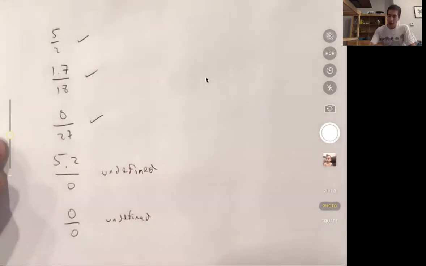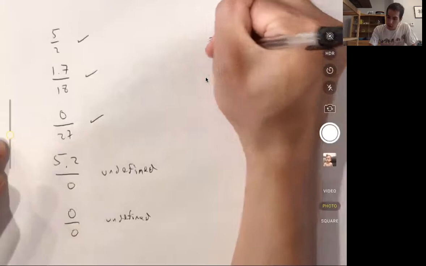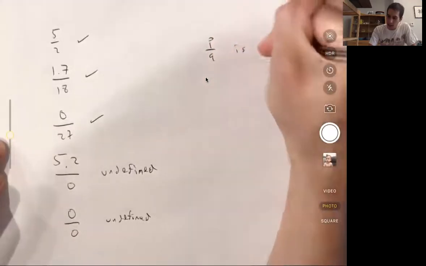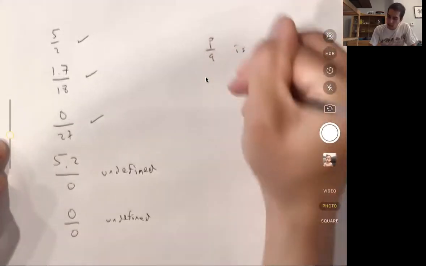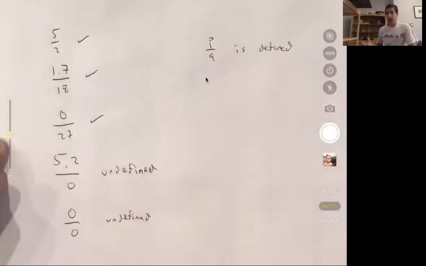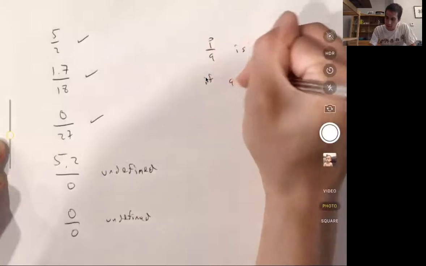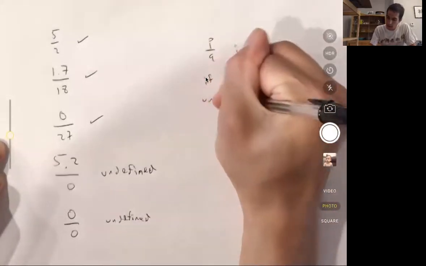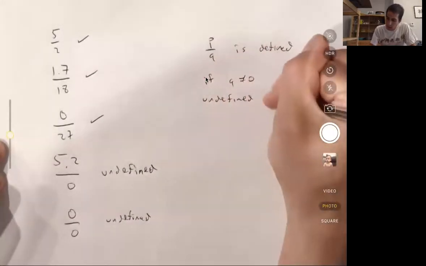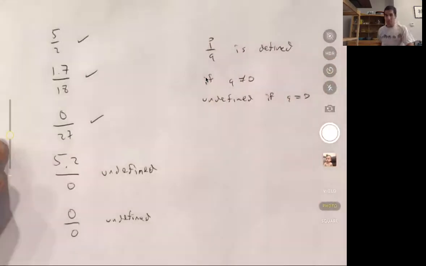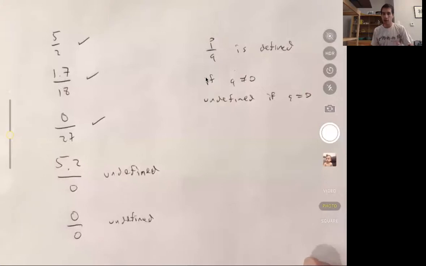And in general, a fraction, let's say p/q, this is defined. Well, we can calculate it if q is not 0, basically. So if q is not equal to 0, and it's undefined if q is equal to 0. Okay, so we understand this, how to calculate fractions and when they're defined. So we can use this intuition for understanding what the domain of a rational function is.